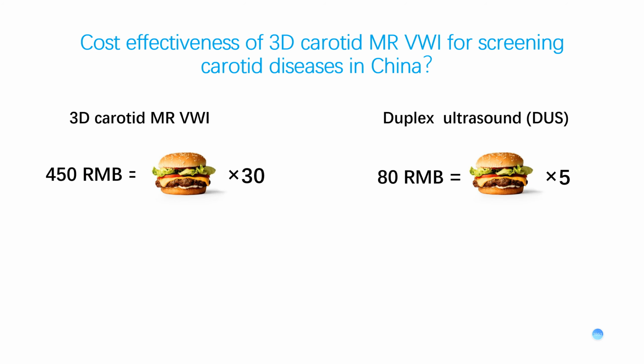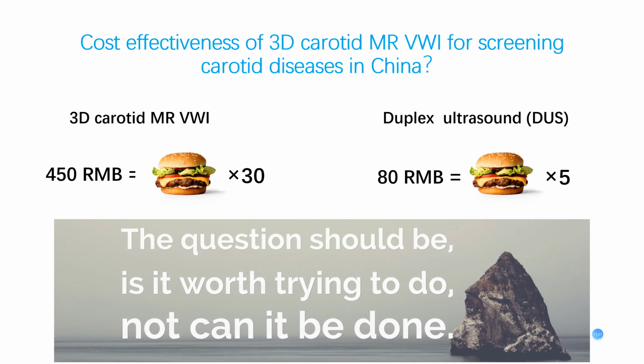How about in China? Carotid artery exam and brain CT or MRI are involved in routine physical exams in most big hospitals. A 3D carotid MR with wall exam costs about 30 hamburgers, while a carotid ultrasound costs 5 hamburgers. Is it worth using 3D MR with wall imaging instead of ultrasound, or setting up a neurovascular one-stop inspection? Let's wait and see.